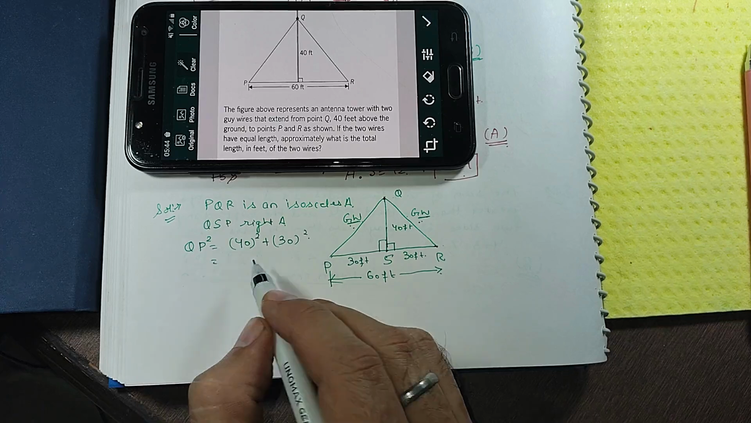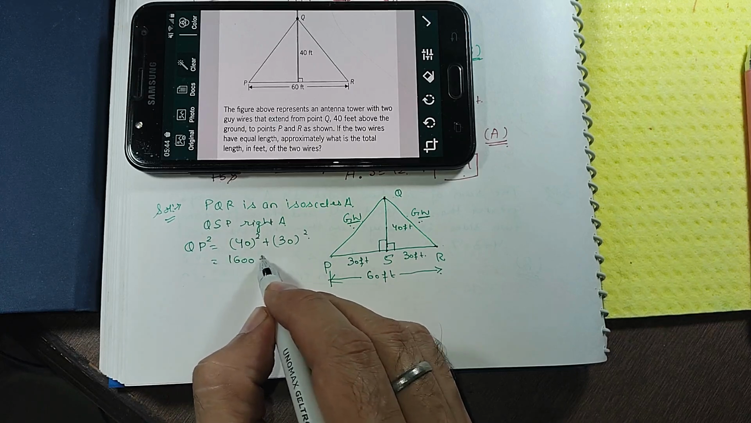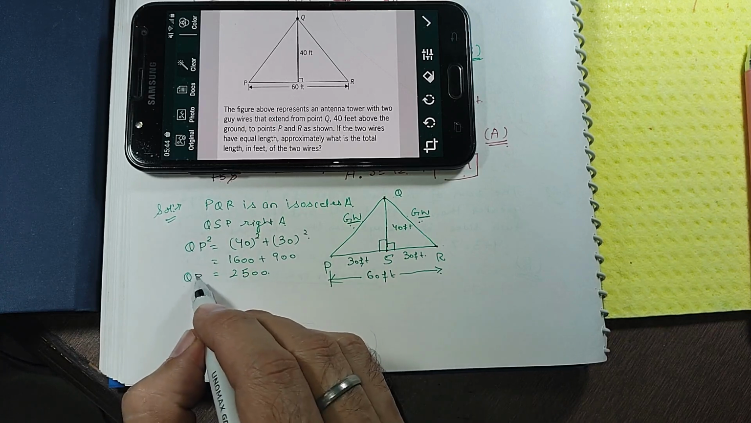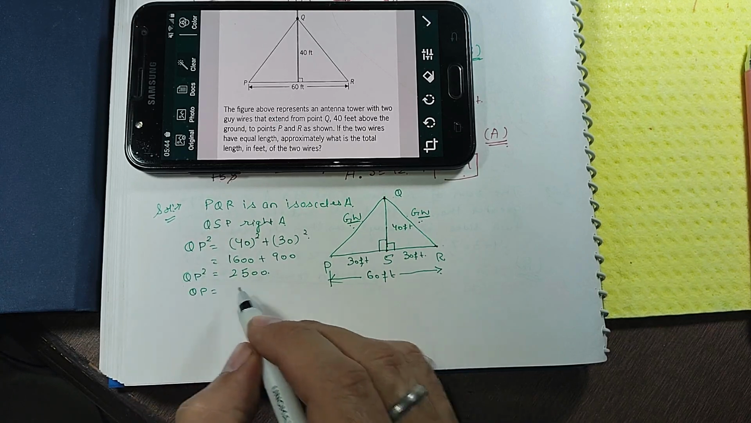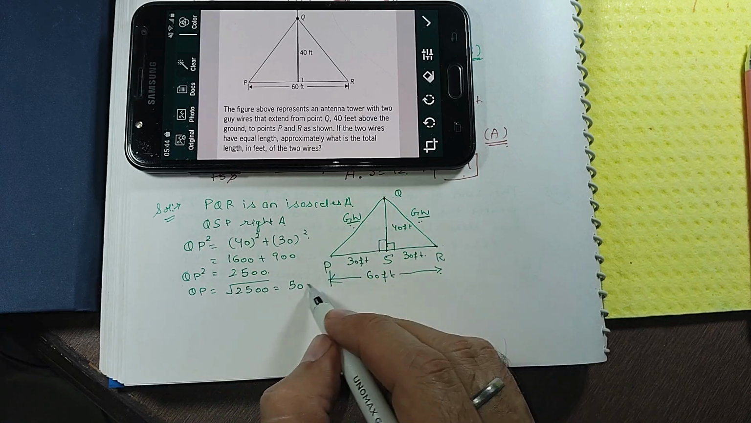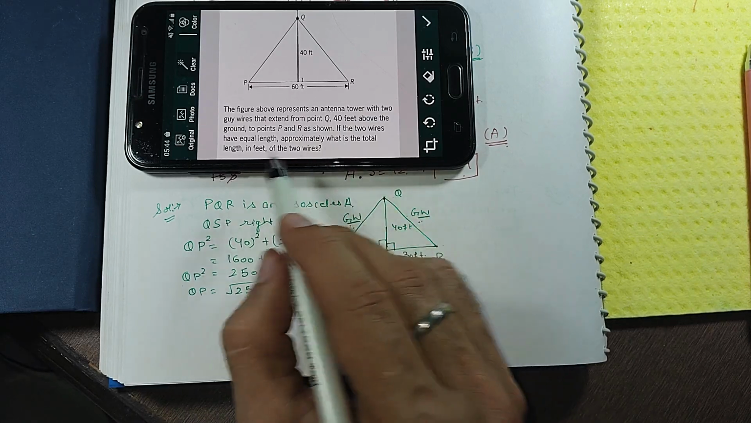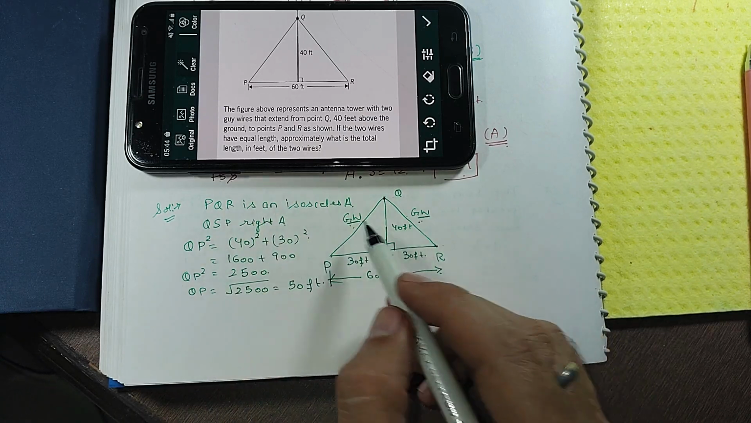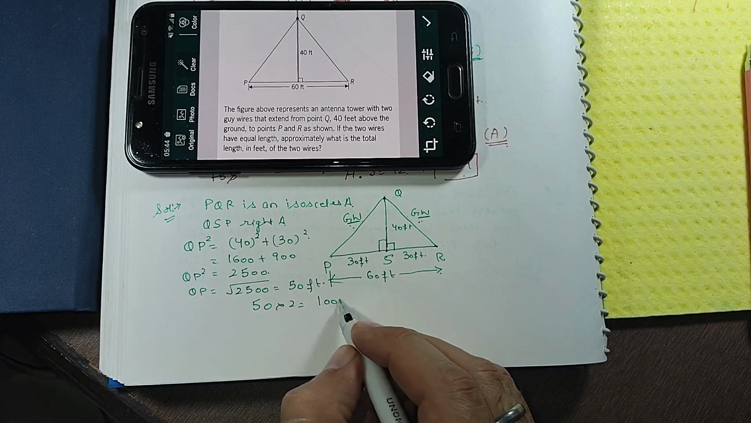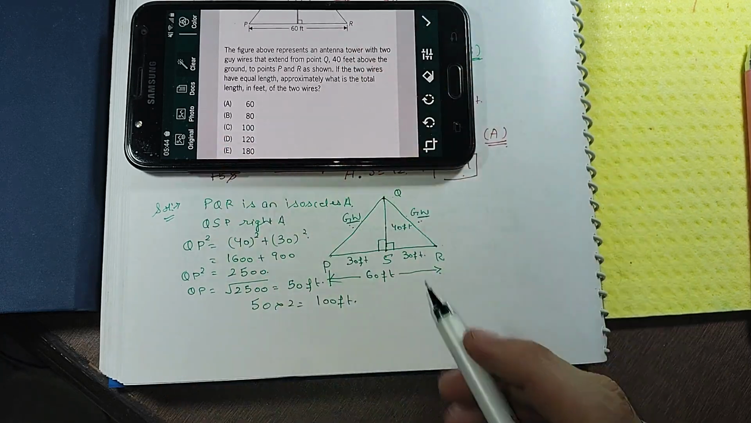Now this is again a Pythagorean triplet, so this will be 1600 plus 900, this will be 2500. So this is QP square, so QP will be equal to under root of 2500, which will be 50. So the length of this is 50 feet, and we need to find what is the total length in feet of the two wires. So the two wires will have the length 50 into 2 equal to 100 feet. Now looking for the options, option C is the right answer.